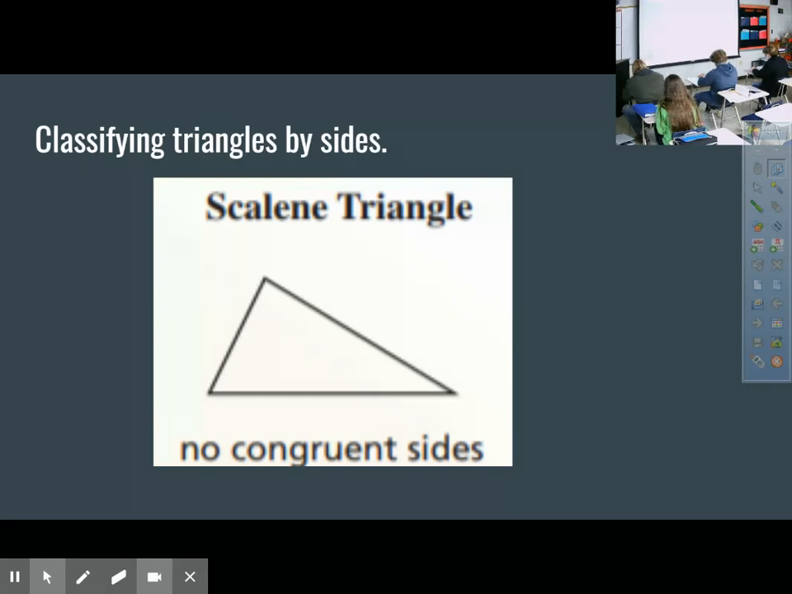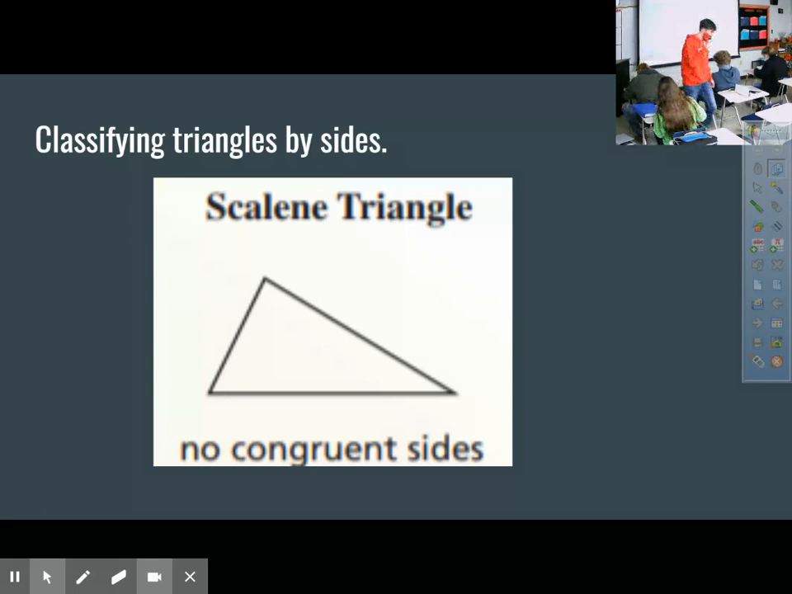Alright, and then if you look over there on the right side, there are 3 triangles. Which of those triangles would be a scalene triangle? Yeah, the first one. So label that first one as a scalene triangle over there on the right. That's because all three sides are different lengths. None of the sides are the same length.